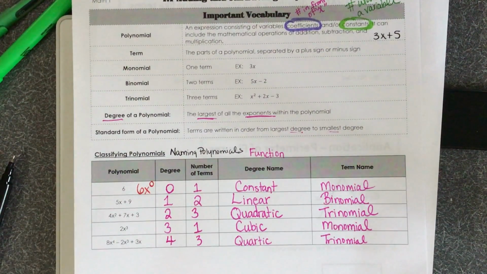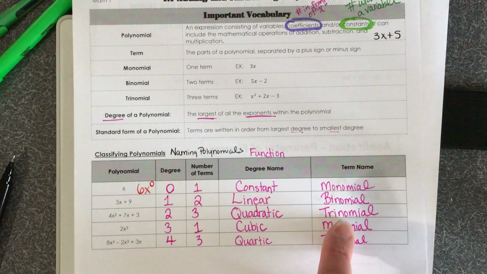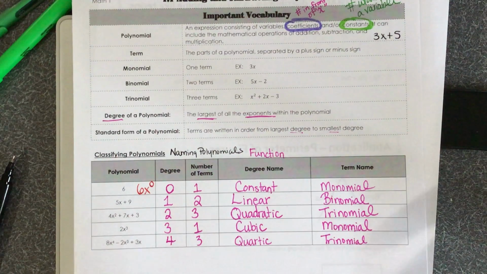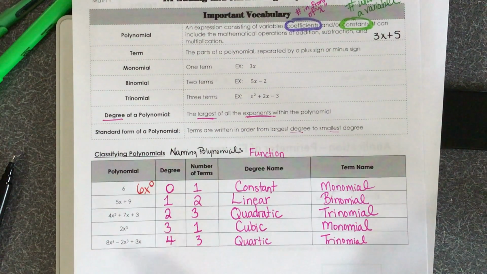So just a little bit of background on naming polynomials. This is really important whenever you get to Math 3, because in Math 3 you've got a whole unit dedicated to polynomial functions. So we name it by its degree and the number of terms. The degree is always going to be your largest exponent. And then your number of terms, your terms are always going to be separated by addition or subtraction signs.